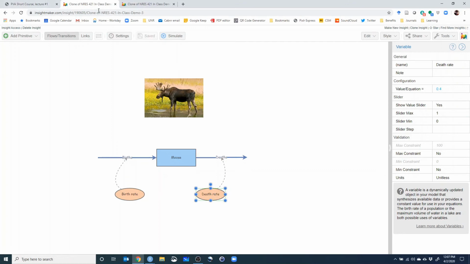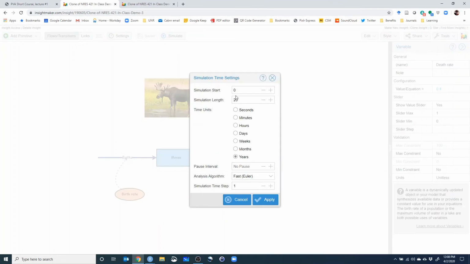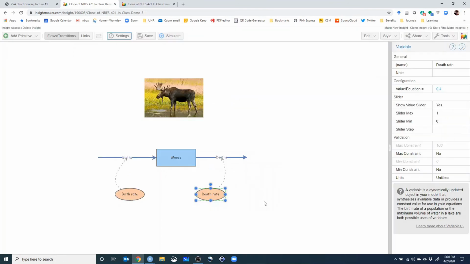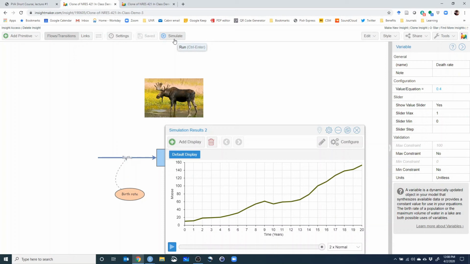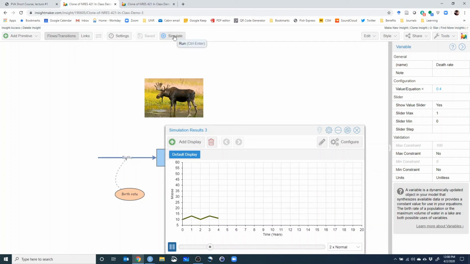So let's run a simulation, and let's make sure it's running for 20 years. There you go. And let's run a simulation. Now, if you ran a simulation, it probably looked a little different. Let's try it again. Well, it doesn't look that different. That one looks a bit different. So every time you run it, it should look a little bit different because this is a stochastic model, and by definition now, every time we run it, it'll be a little bit different.